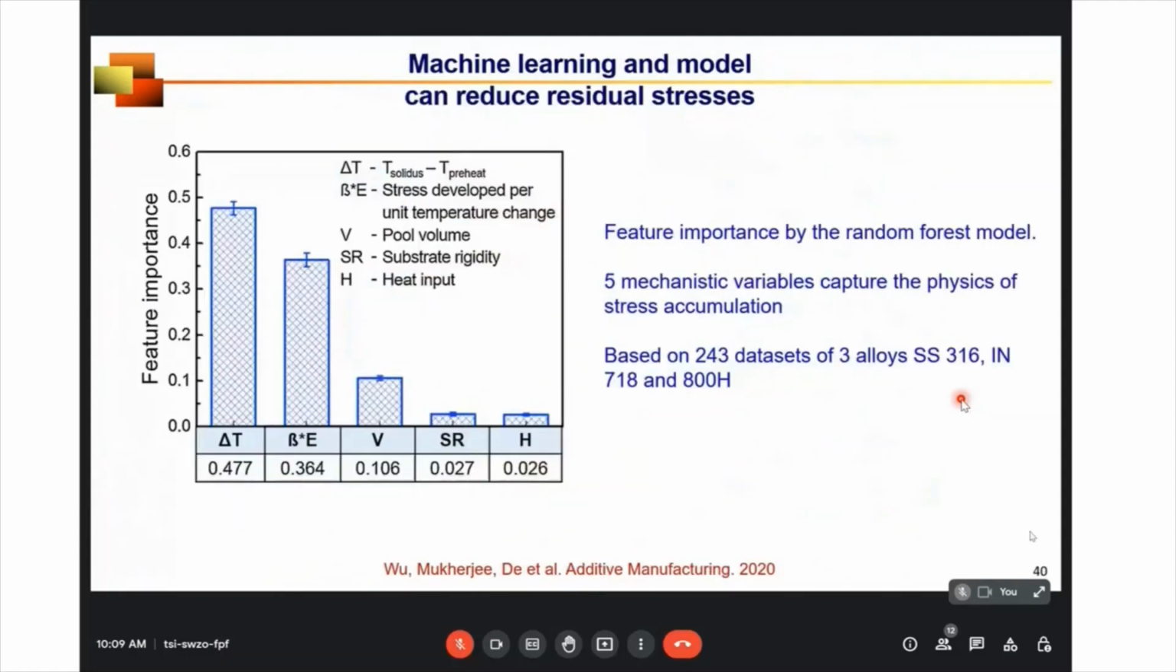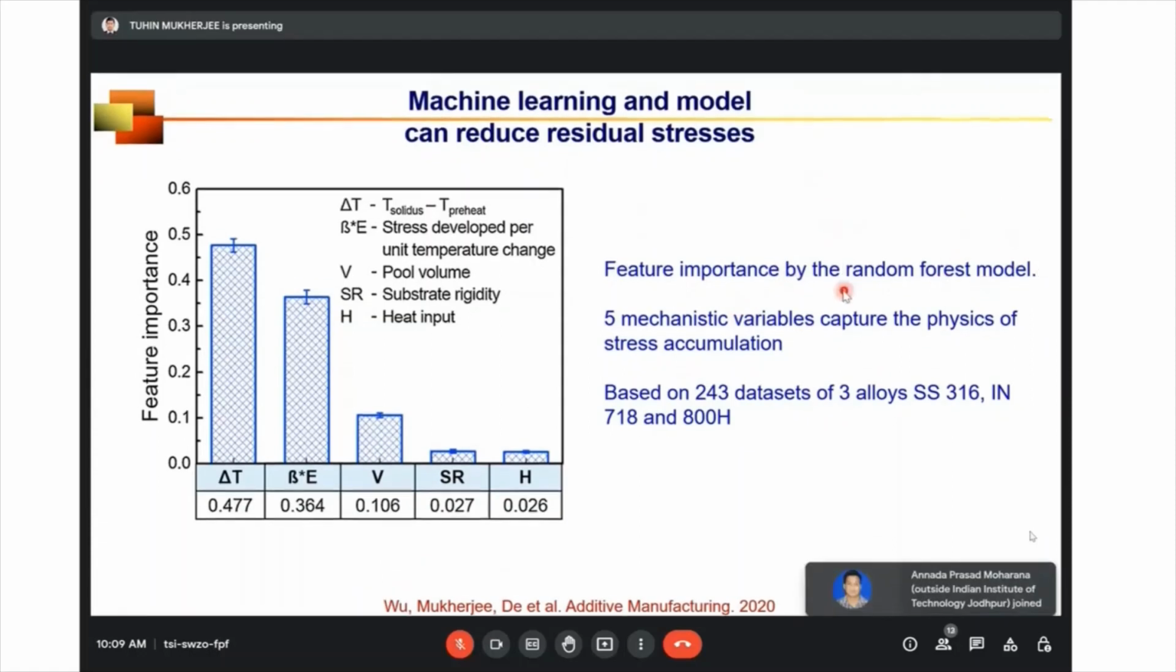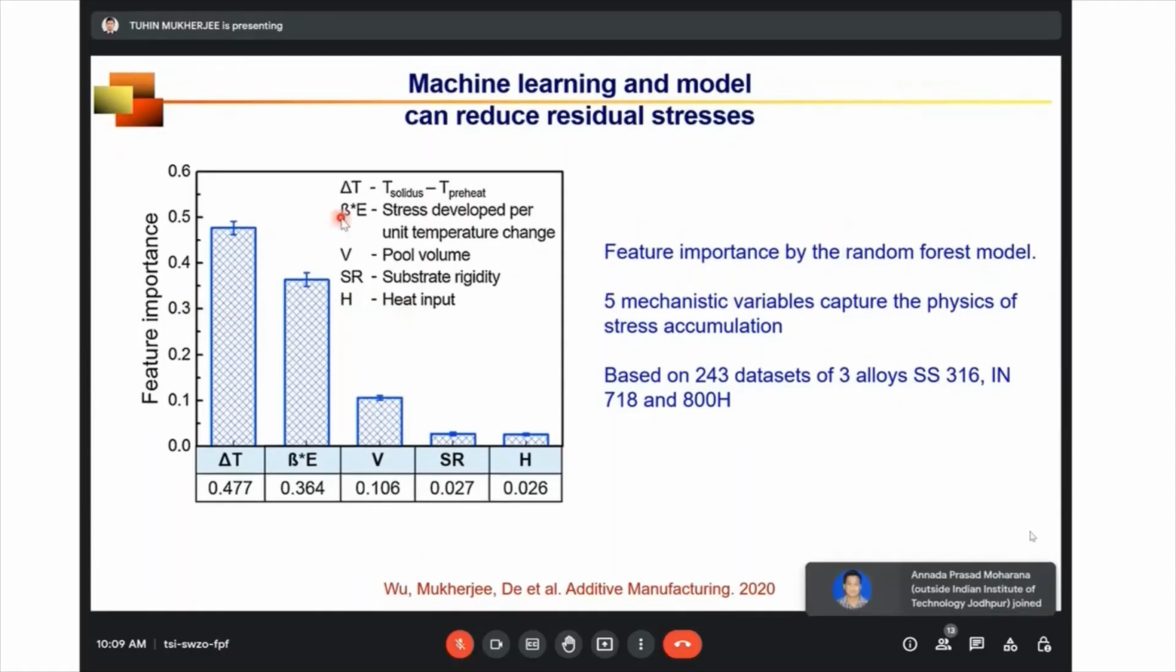Also, if we take the calculated result and give that result to machine learning, it can tell us which variables are more important and which variables are less important. For example, if we fit the calculated residual stress for three alloys using a random forest based machine learning, it can tell that the delta T, which is nothing but the difference between solidus temperature and preheat temperature, is the most important variable.